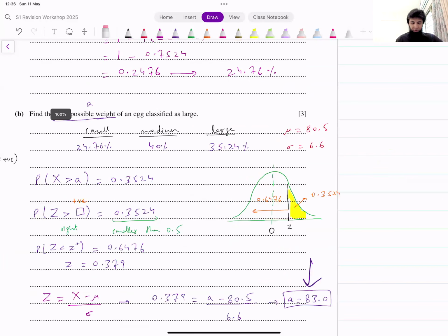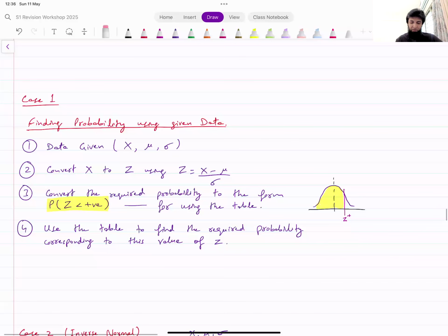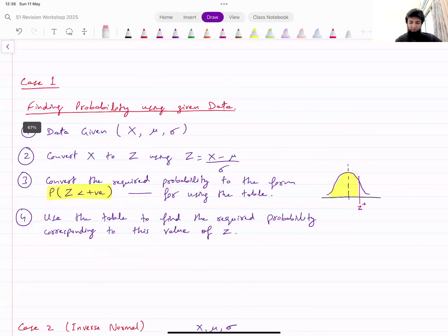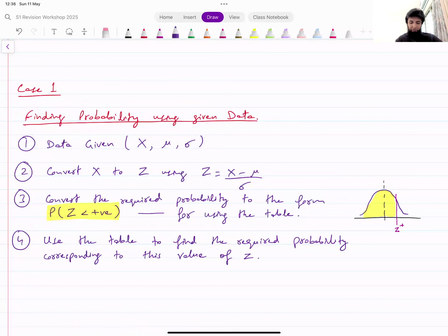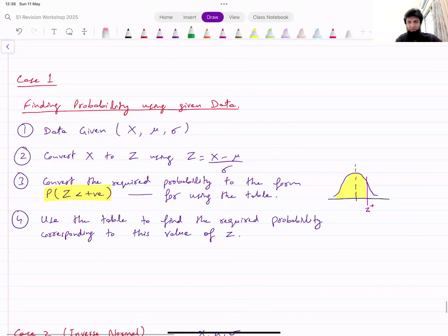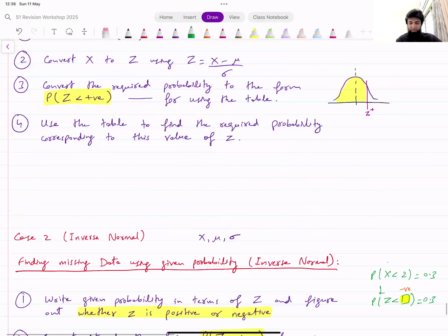Okay. So that's all on normal distribution. There are 3 different cases that you would see. Number 1, you'll have the data given, and you have to find the probability. You'll have x, mu, and sigma given. You'll have to find probability. How do you do that? Convert x to z using x minus mu over sigma. Convert that to standard form, z less than a positive value, and then you use the table to find that probability. The second possibility is inverse normal.